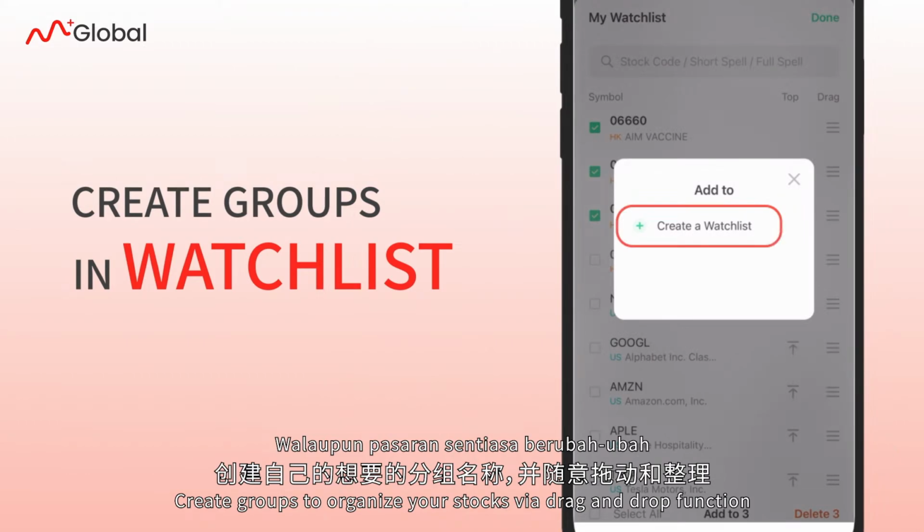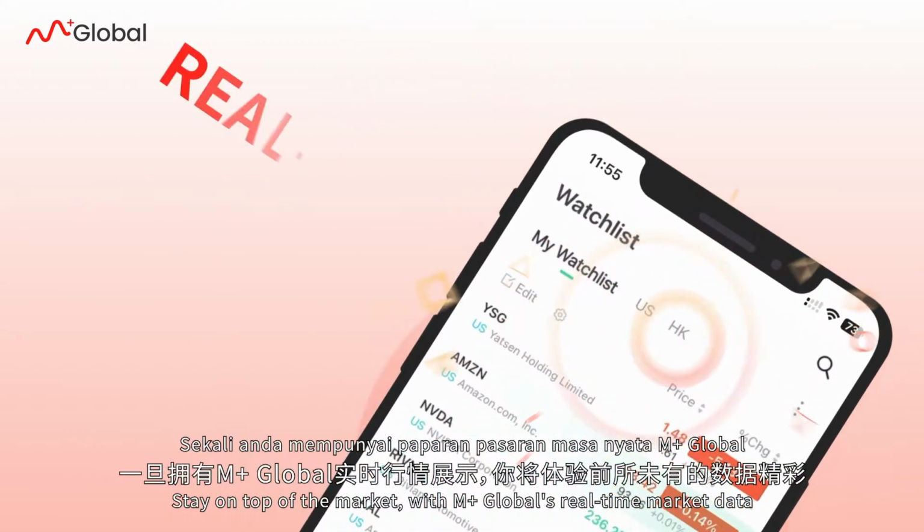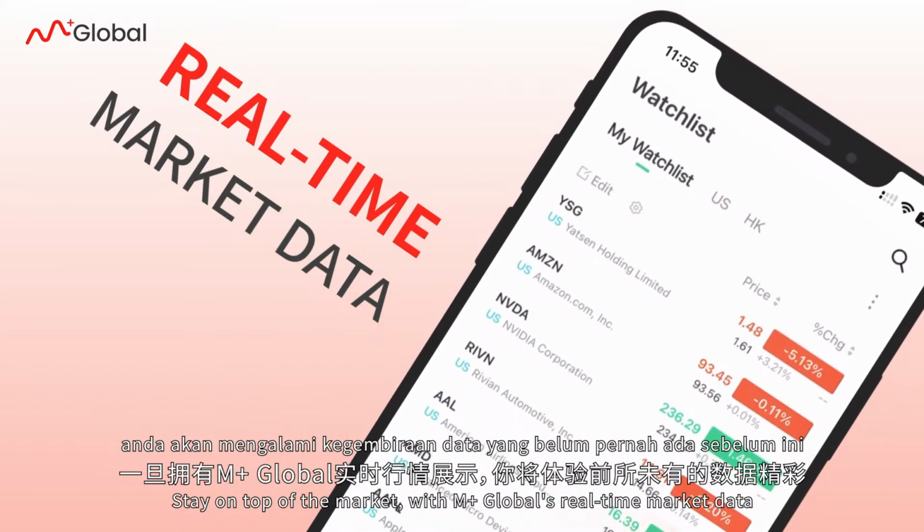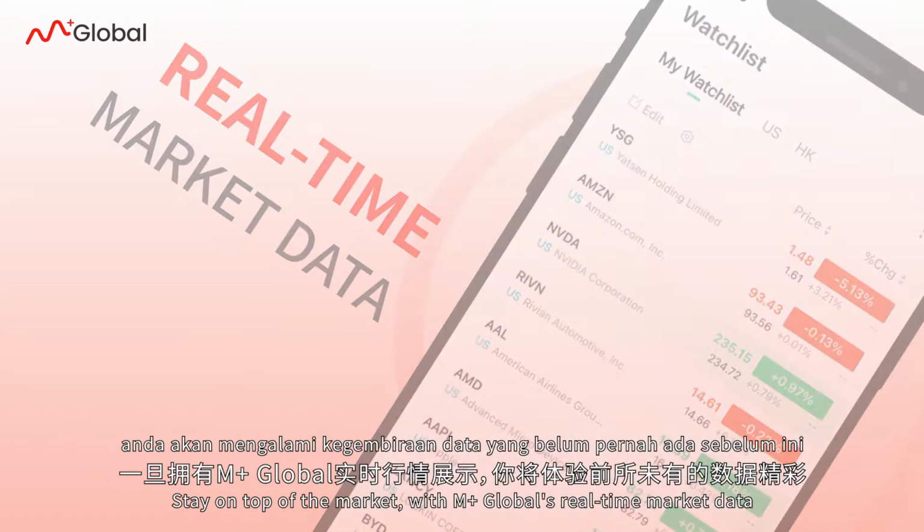Create groups to organize your stocks via drag and drop function. Stay on top of the market with M Plus Global's real-time market data.